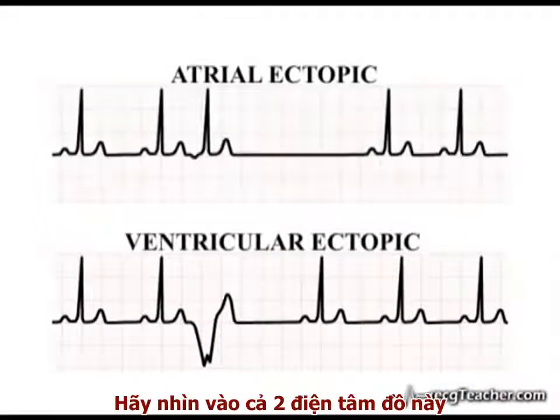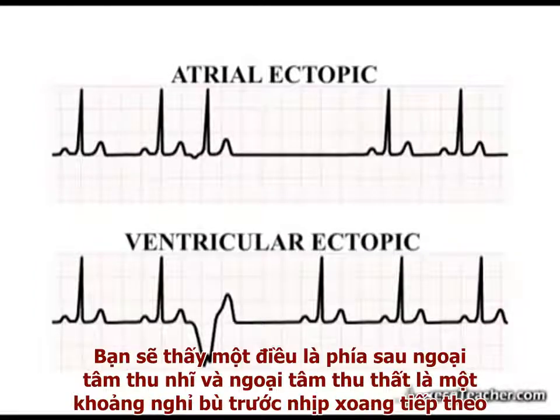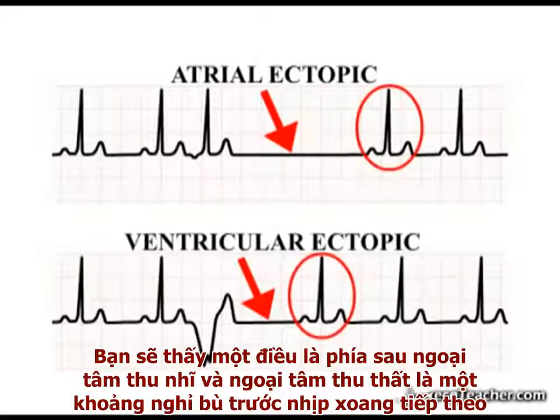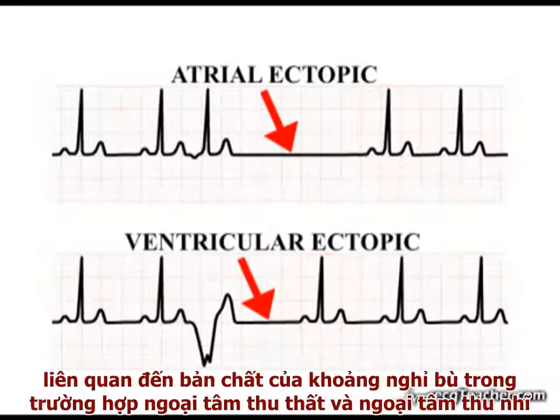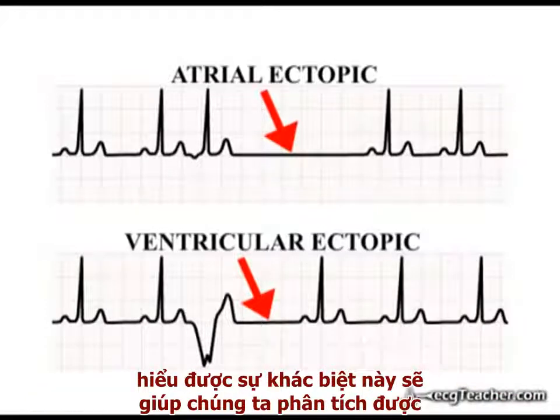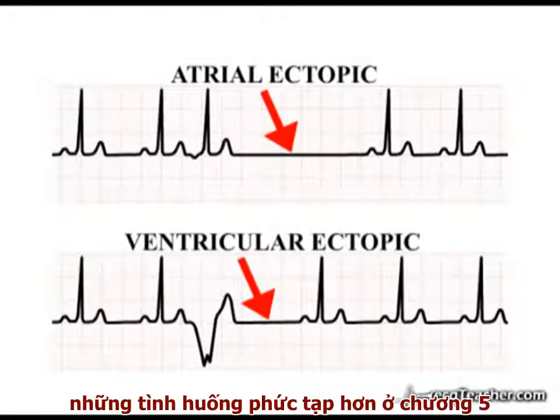Looking at both of these rhythm strips, you will notice that the atrial and ventricular ectopic are followed by a pause before the next sinus discharge. There are, however, important differences between the nature of this pause in the case of atrial and ventricular ectopics. Understanding these differences will help us when dealing with more complex situations in Section 5.